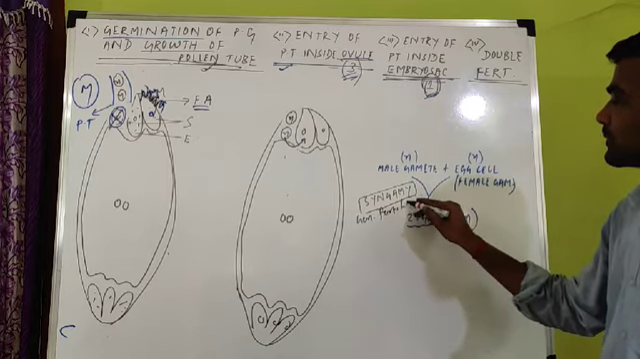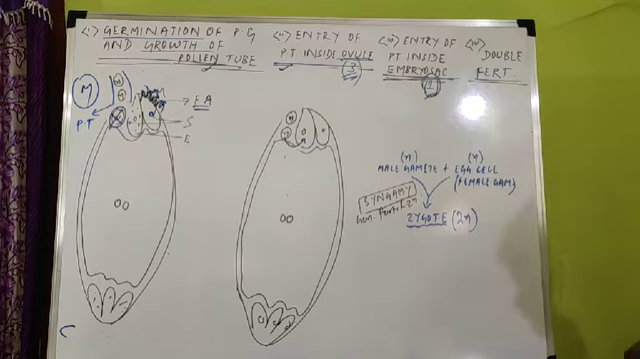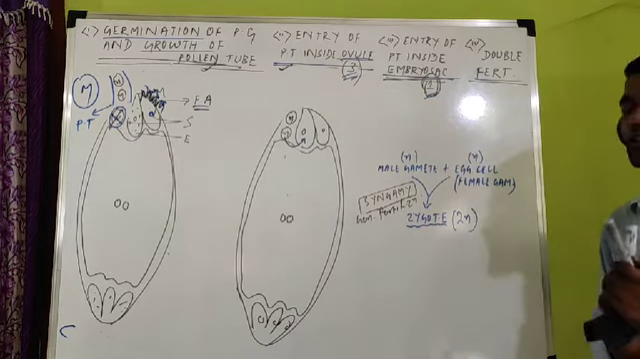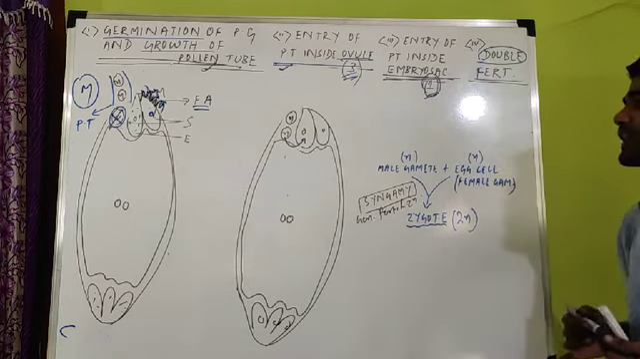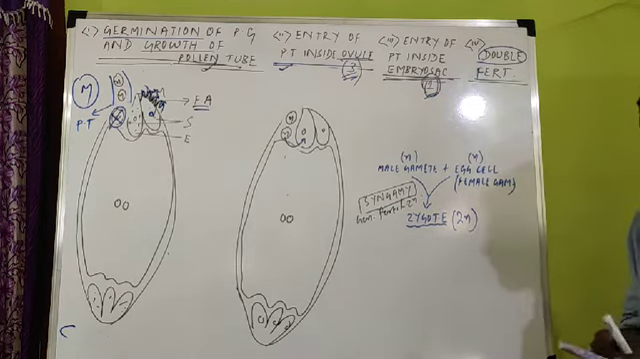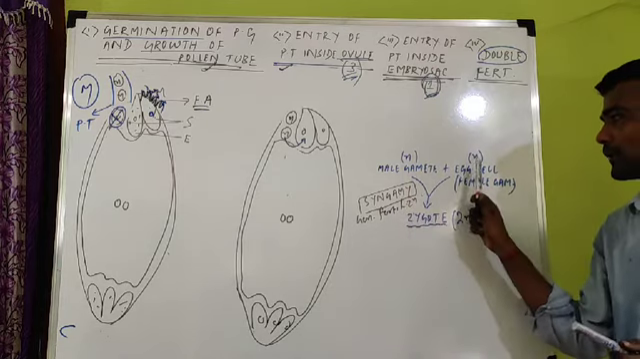This is the other name: generative fertilization, syngamy or a generative fertilization. So now the first fertilization is completed, but here we have written double fertilization. Fertilization has to take place twice. So in the first fertilization, there is a syngamy, fusion of male gamete with egg.